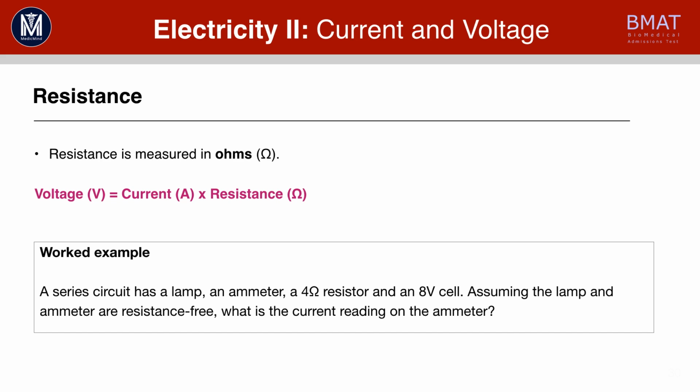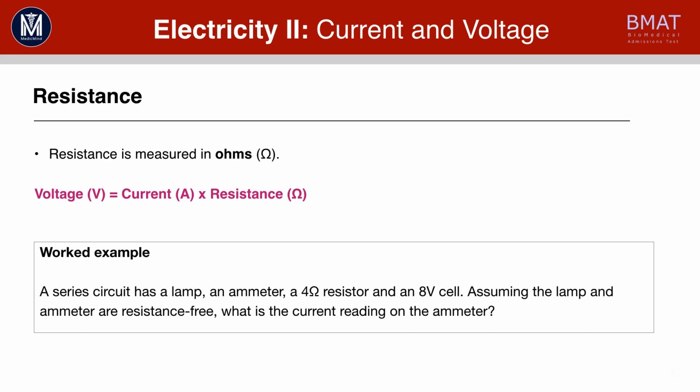Voltage equals current times resistance. Often, this is known as V equals IR. V for voltage, I for current, and R for resistance. This is a very important equation to memorize, and will come up commonly in calculations involving electricity in the BMAT.